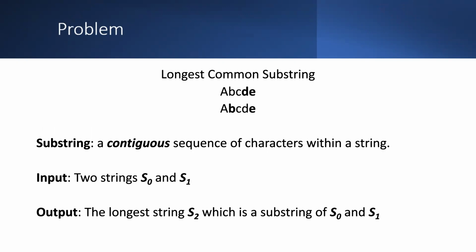And you could also have CD as well. But the second example, A, B, C, D, E, B, E could not be, because they're not contiguous, they're not right next to each other. That would be considered a subsequence. So we're looking for a substring in this situation.